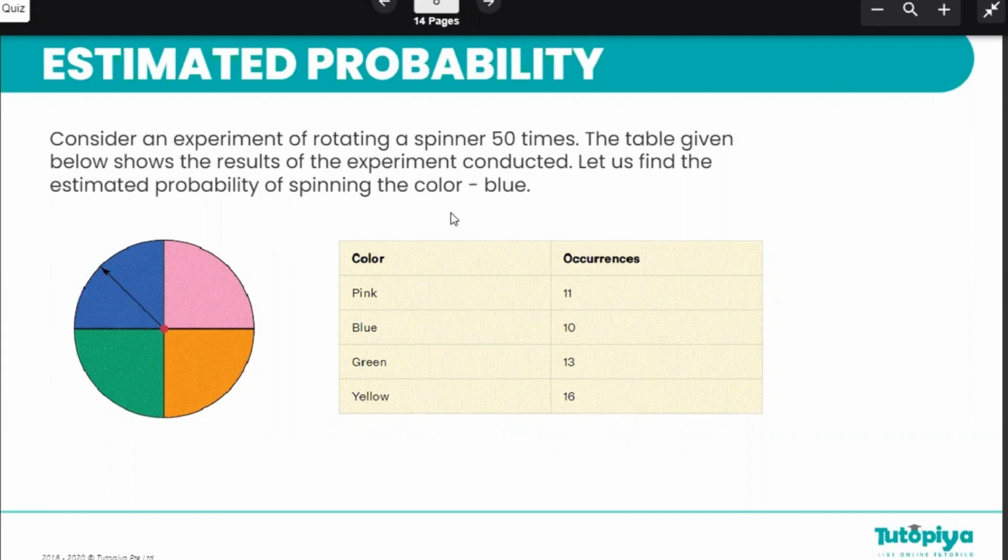To find out the estimated probability of obtaining the color blue, what we're going to do is see the number of times we obtain blue, that's 10, and then divide this by the total number of trials conducted. So to work out the total number of trials conducted, I can add up all of the different occurrences. So that's 11, 10, 13, and 16. And this is going to give me 50. So my final answer would be 10 divided by 50, which I can simplify down to being 1/5.